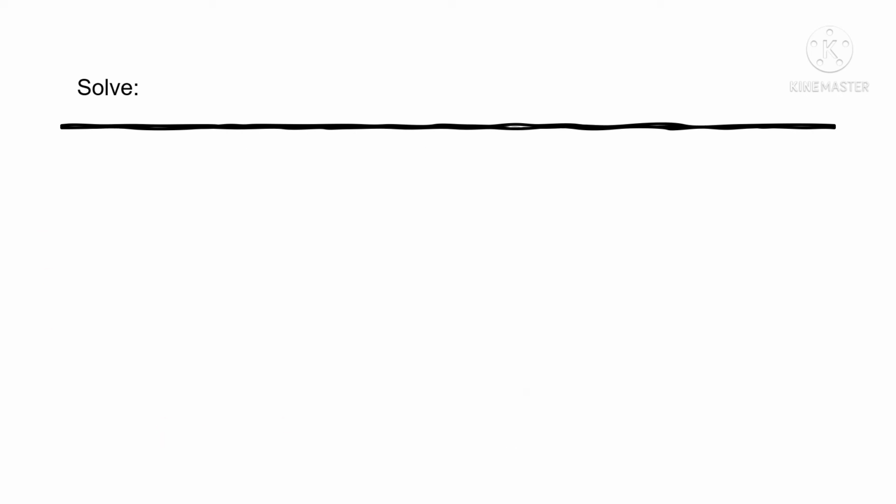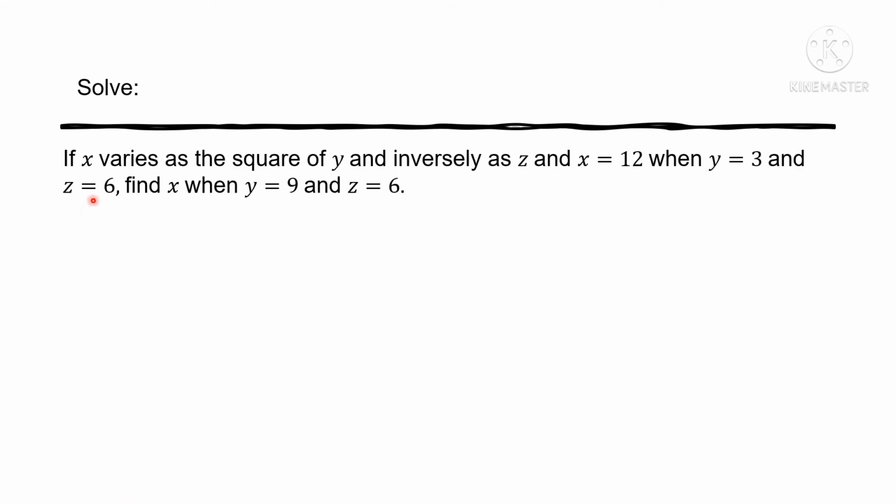Let us have another problem. If x varies as the square of y and inversely as z, and x is 12 when y is 3 and z equals 6, find x when y is 9 and z is 6. To solve this problem, first we have to translate this statement x varies as the square of y and inversely as z into mathematical equation. So if you translate that into mathematical equation, we'll come up with x equals ky squared over z.